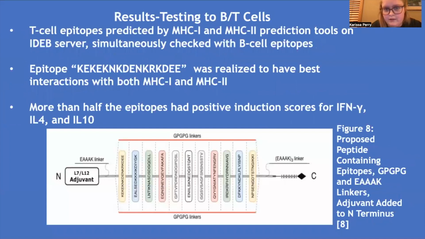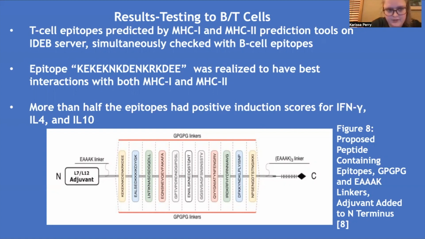The results of testing to B and T cells. T cell epitopes were predicted by MHC1 and MHC2 prediction tools. And what those are is different immunological cells. And the IEDB server was used to check those, which simultaneously checked B cell epitopes as well. So this epitope sequence was realized to have the best interactions with both types of immune cells, which means that would be the most promising epitope to use specifically for T cell epitopes.